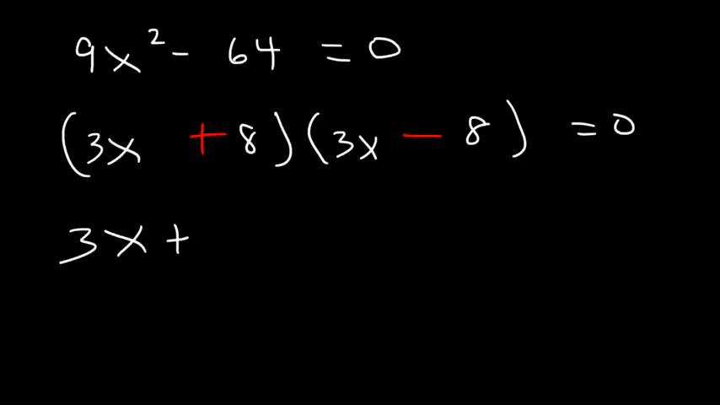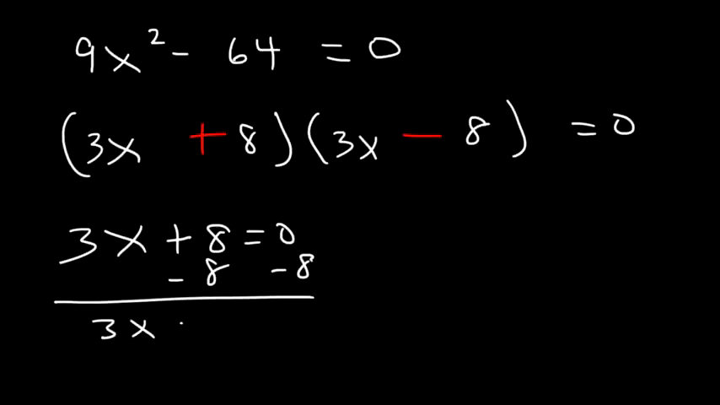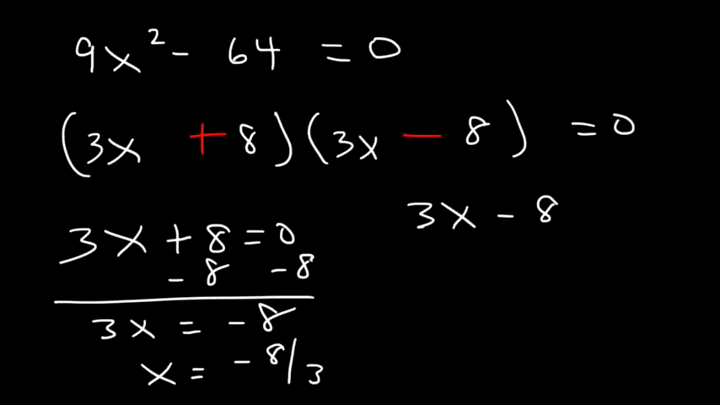So if we set 3x plus 8 equal to 0, then we can see that 3x is equal to negative 8, which means x is equal to negative 8 over 3. Now if we set 3x minus 8 equal to 0 and solve for x, it's going to be positive 8 over 3, using the same steps.